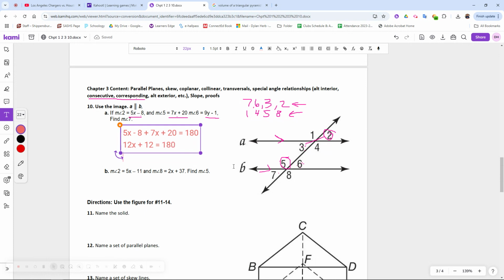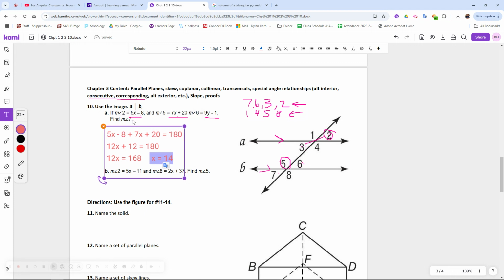So if I combine like terms here, I get that. If I subtract 12 from both sides, I would get 168. And if I divide both sides by 12, I get, what is that, 14, I believe? I think you get 14. So x is 14. That's not what it asked me to find. It asked me to find the measure of angle 7.